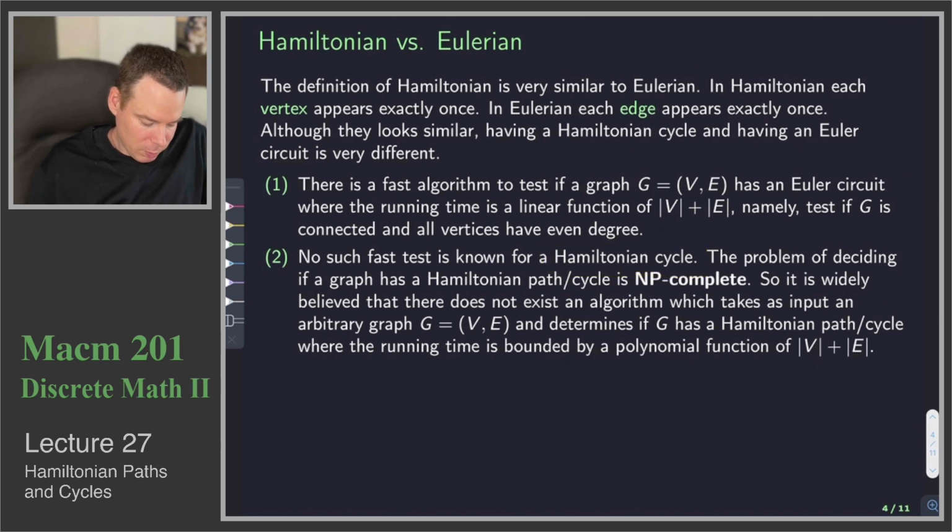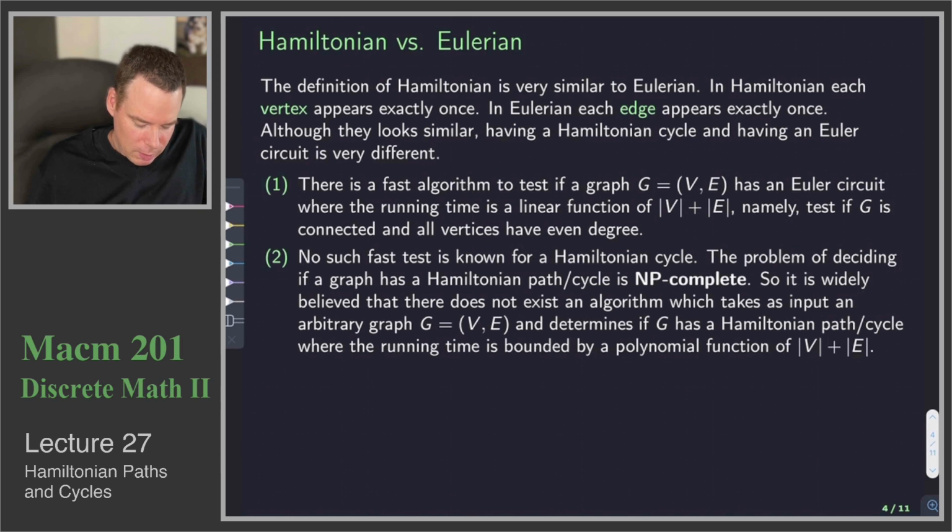And in fact, it turns out the problem of deciding if a graph has a Hamiltonian path or cycle is NP complete. So this is a part of the characterization of problems and their difficulty. It is widely believed that there does not exist an algorithm which takes as input an arbitrary graph and determines if it has a Hamilton path or a cycle, where the running time is bounded by a polynomial function. This is really about not being able to solve it with a polynomial time algorithm. So it's a hard problem.